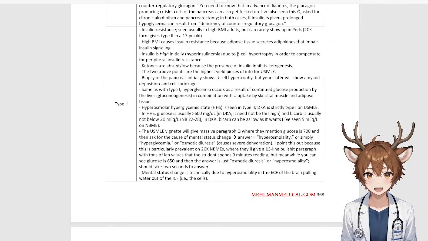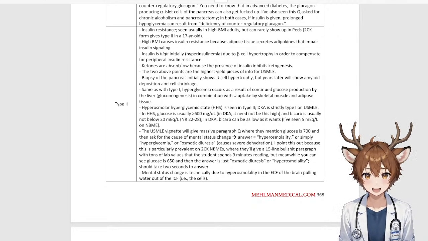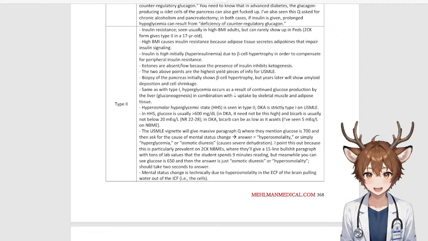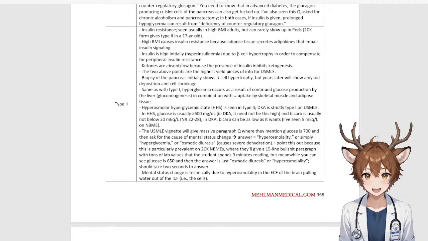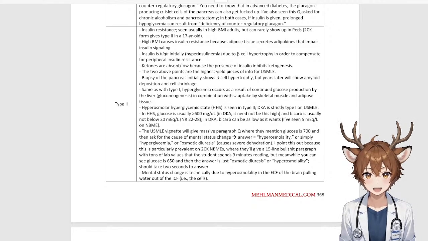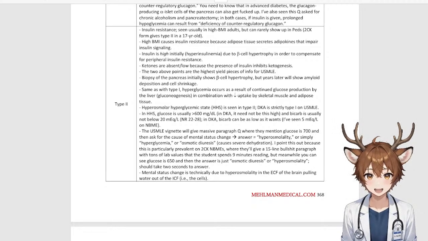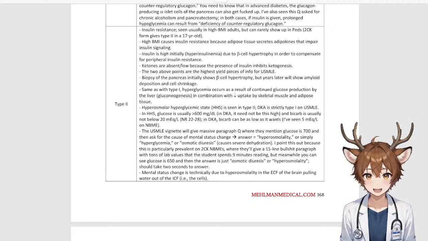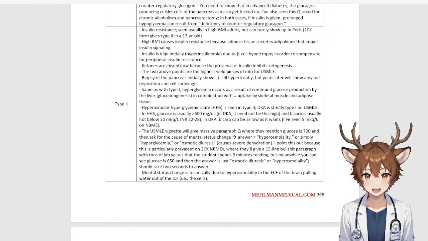Okay, let us continue. Insulin resistance, seen usually in high BMI adults, but can rarely show up in peds. 2CK form gives type 2 in a 17-year-old. So this is all type 2 right now. High BMI causes insulin resistance because adipose tissue secretes adipokines that impair insulin signaling. Insulin is high initially, hyperinsulinemia, due to beta cell hypertrophy in order to compensate for peripheral insulin resistance.